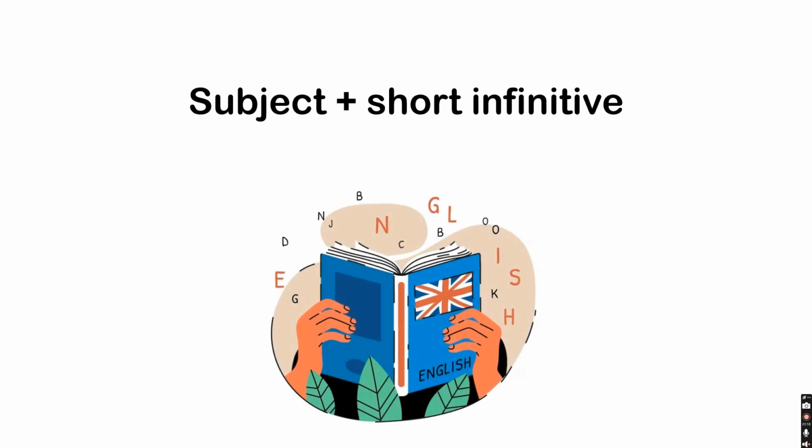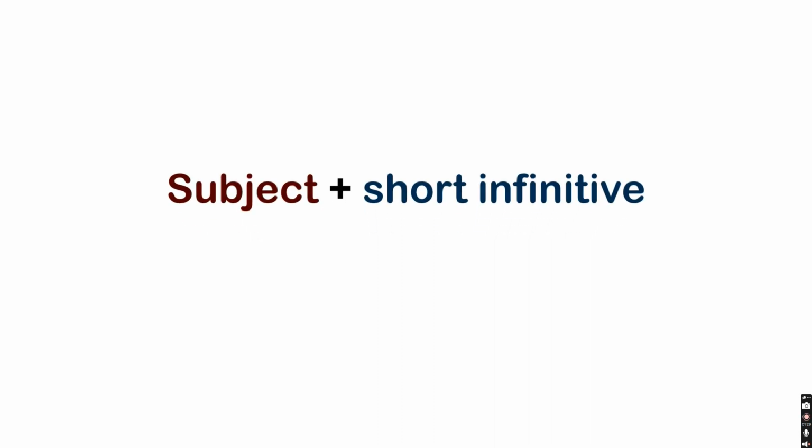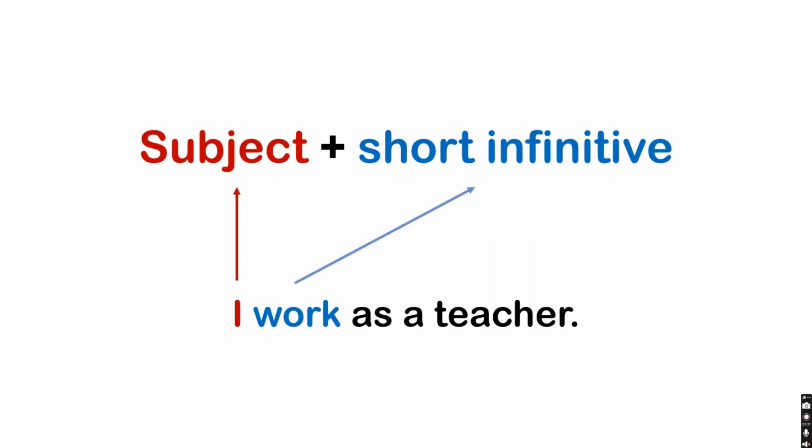Let's see. We have here a basic, easy-to-understand scheme. The subject, plus short infinitive. This is our verb. The short infinitive refers to the dictionary form of the verb, the form by which you find the verb in the dictionary. So look at the scheme. We also have an example to make things easier. Here you can see who is the subject and what is the verb, the short infinitive.